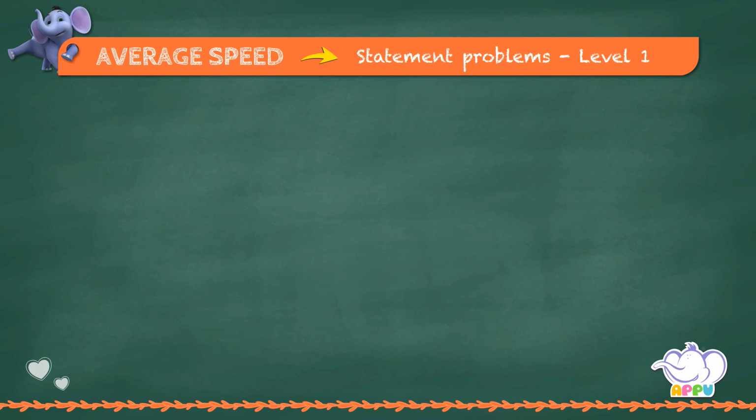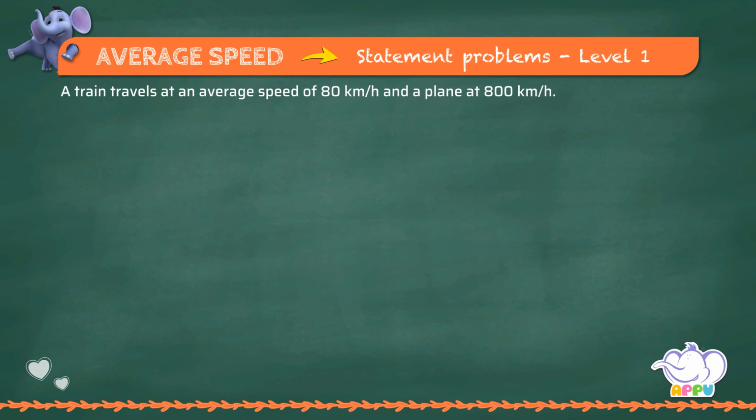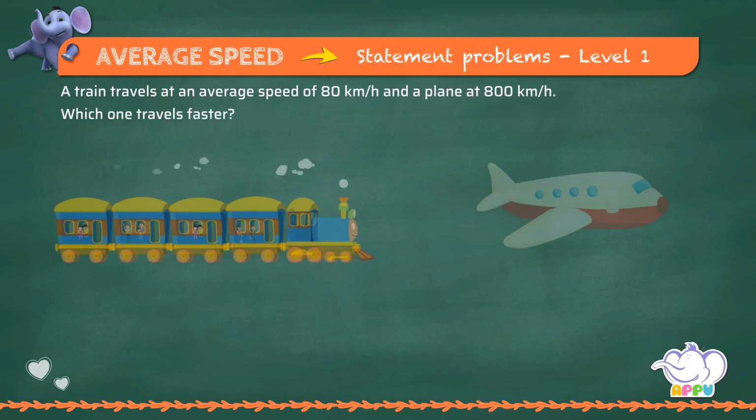Statement Problems Level 1. A train travels at an average speed of 80 kilometers per hour and a plane at 800 kilometers per hour. Which one travels faster?